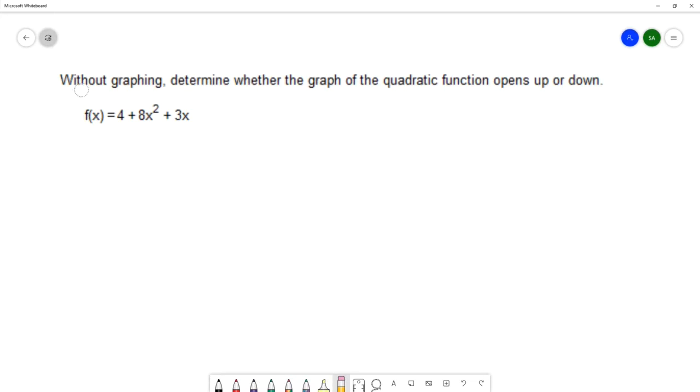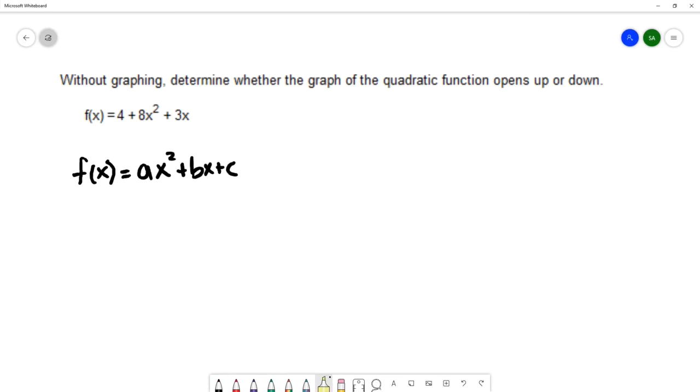On this question, it says, without graphing, determine whether the graph of the quadratic function opens up or down. The function we're given is f of x equals 4 plus 8x squared plus 3x. When a function is written in general form, it would be written in the format ax squared plus bx plus c.